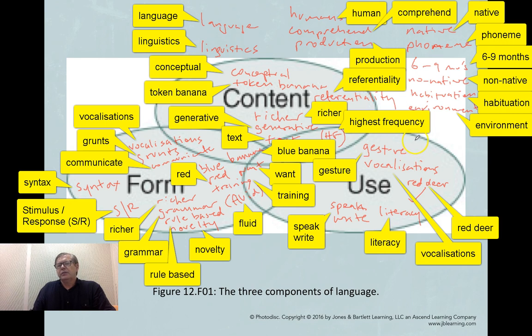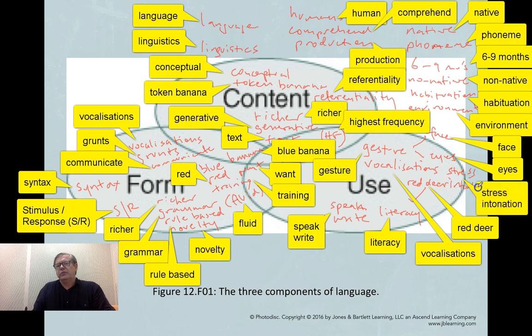Same with gesture. Obviously chimps can gesture, and they can make their meaning clear through gesture. But we use gesture in a huge range of ways that chimps never do. So gesture we use includes the face, which chimps don't do much. It includes the eyes. Chimps don't really use their eyes much in communication. And same with vocalization. So yeah, the red deer's vocalizations are very useful and distinctive, but we change our vocalization all the time. We use different stress, we do use different intonation. So the use of language for humans is much, much more sophisticated than it is for other species.